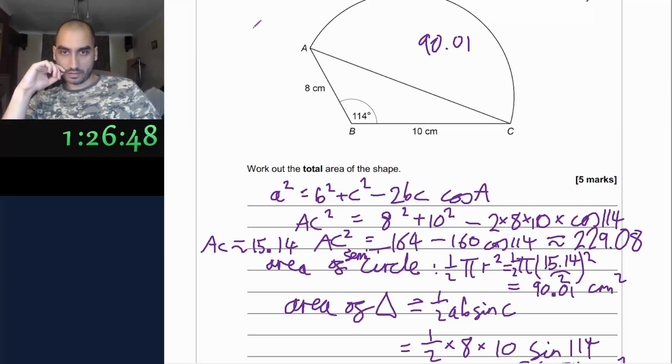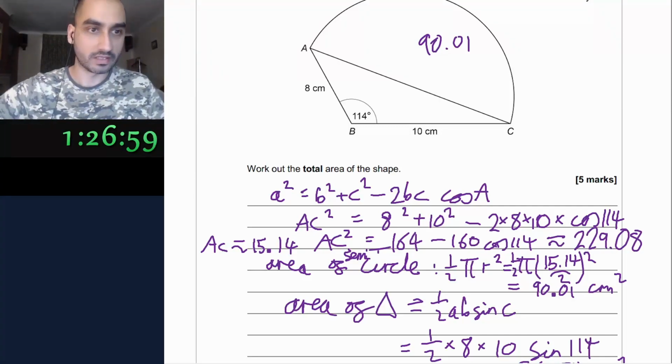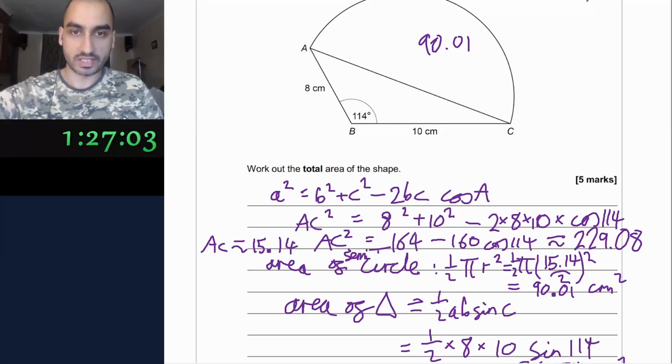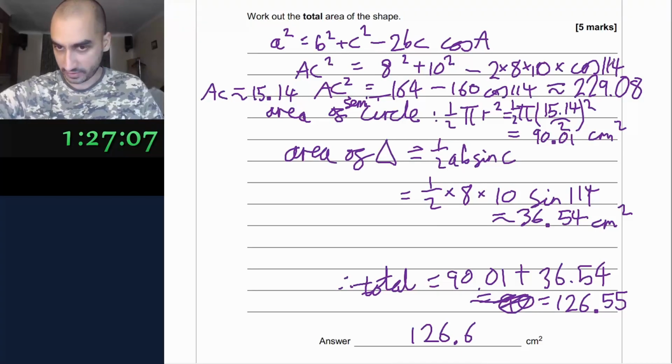Wait, this doesn't look right. 7.5. Oh, I added an extra 1 there. Multiplied everything by about 10. 90.01. Okay, so we've got 90.01. Area of triangle is half AB sine C, half A 10 sine 114.